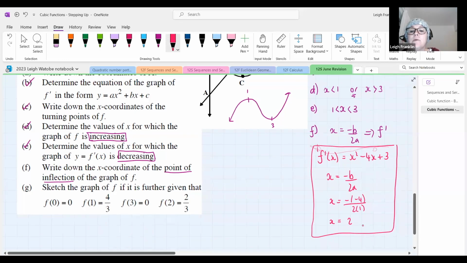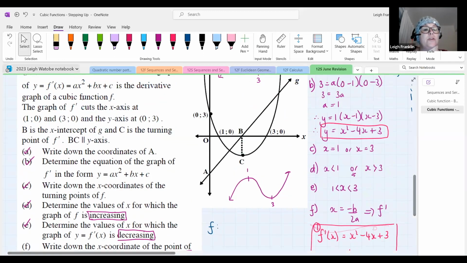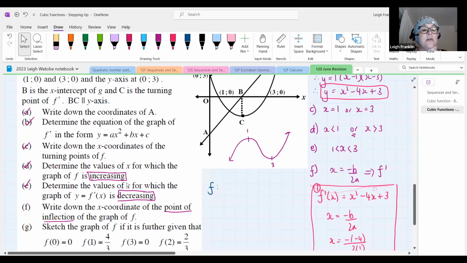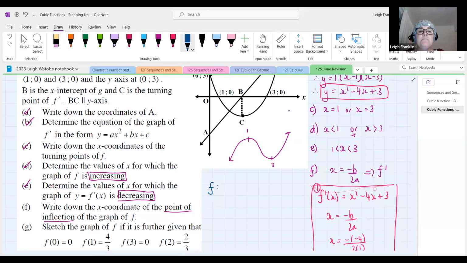Okay, whoopsie. That's one way of being able to do it. Now, if you take your cubic function, the graph of f, do we have its equation? Oh, we don't. Sorry, they didn't ask us to get that. So the other way that we would do this is we could use the midpoint, because B is midway between your x-intercepts. So you could use the midpoint formula.